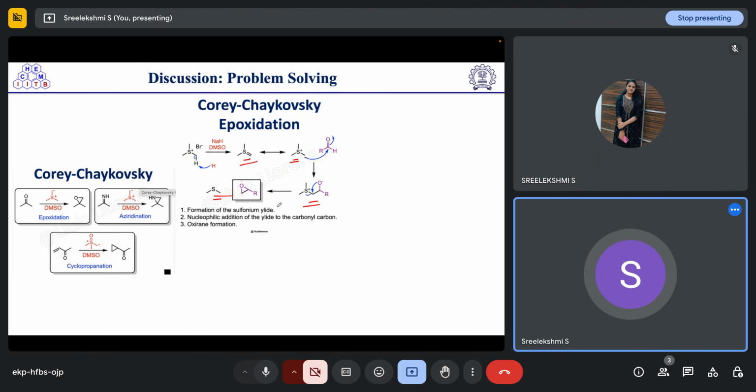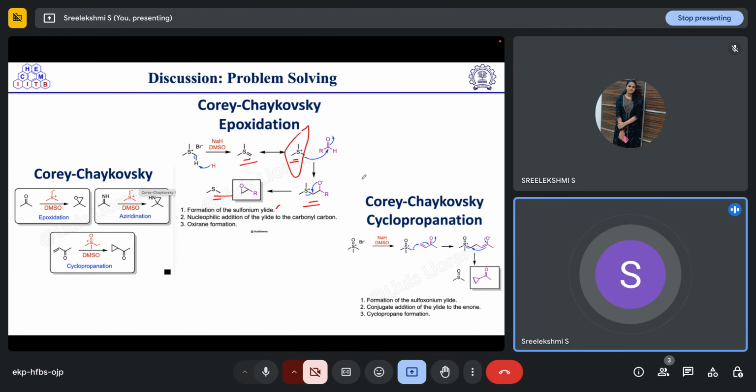So the first step is the formation of the sulfonium halide, that is this one, by using a base, and then nucleophilic addition of the halide to the carbonyl carbon, and then this oxirane formation. So that is the mechanism of Corey-Chaykovsky epoxidation.